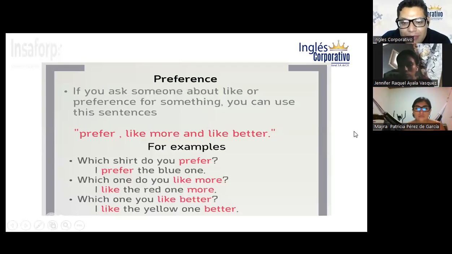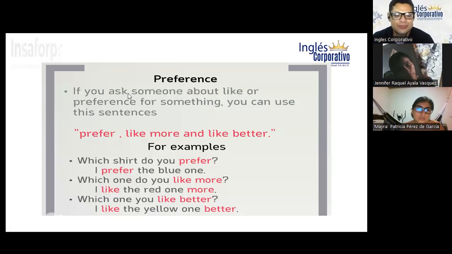Let's go with this one. We have a preference. ¿Quién me ayuda a leerlo? A volunteer? Me. Thank you. Preference. If you ask someone about like or preference for something, you can use this sentence. Prefer, like more, and like better. For example, which shirt do you prefer? I prefer the blue one. Which one do you like more? I like the red one more. Which one do you like better? I like the yellow one better.